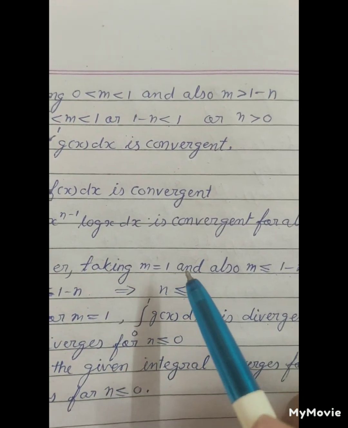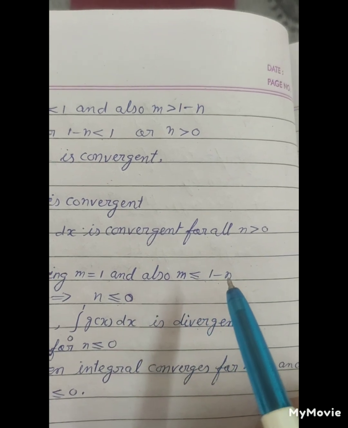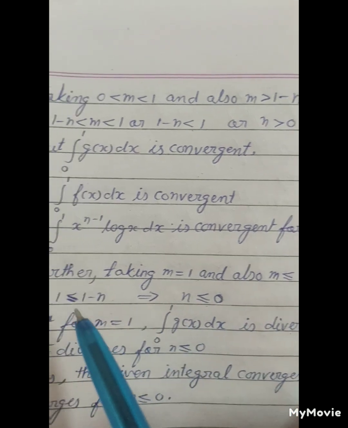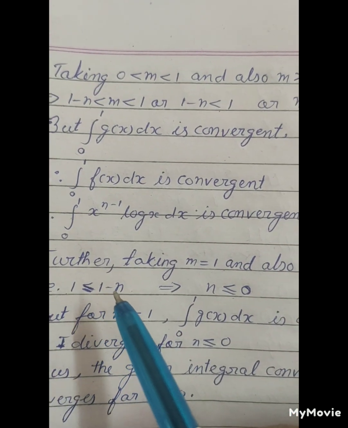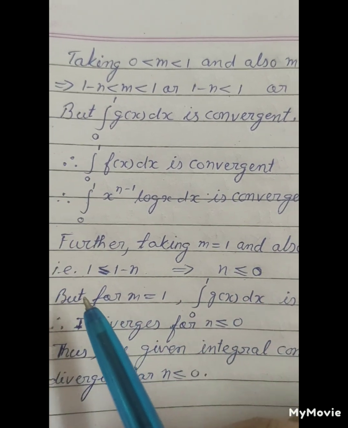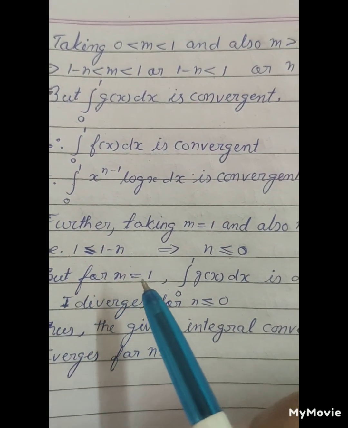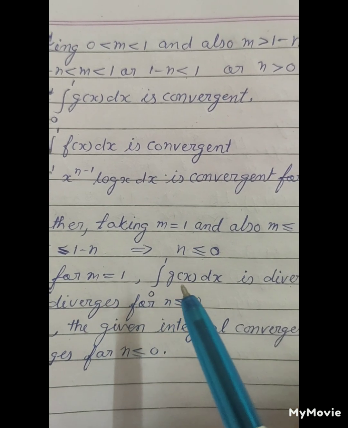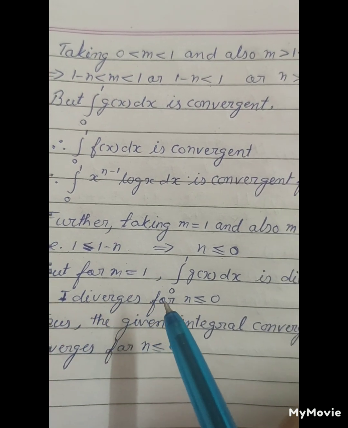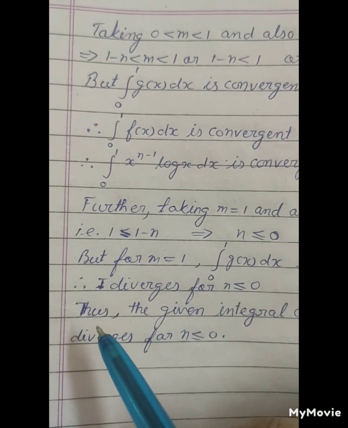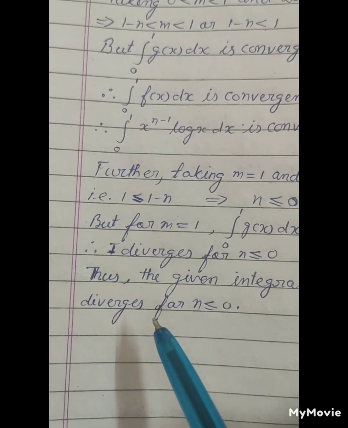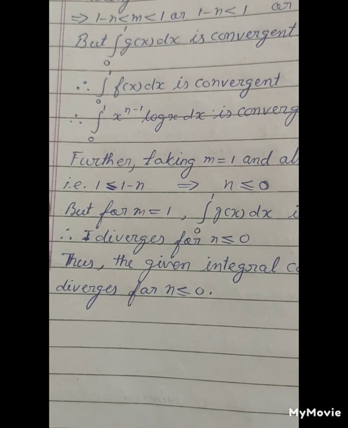Further, taking m equals 1, also m is greater than or equal to 1 minus n, that is, 1 is greater than or equal to 1 minus n, which implies n is less than or equal to 0. But for m equals 1, the integral from 0 to 1 of g of x dx is divergent. So I diverges for n less than or equal to 0. Thus, the given integral converges for n greater than 0 and diverges for n less than or equal to 0.